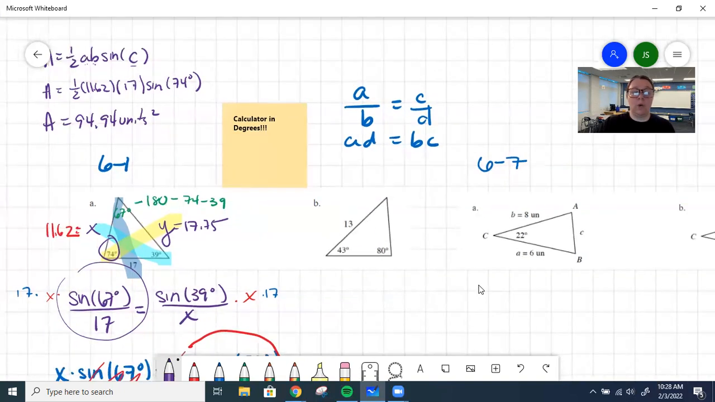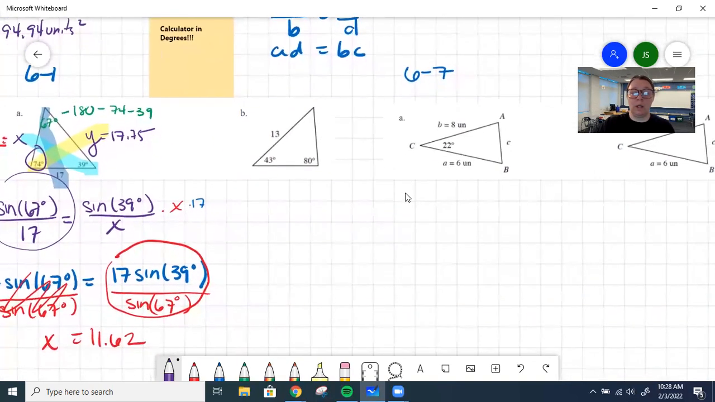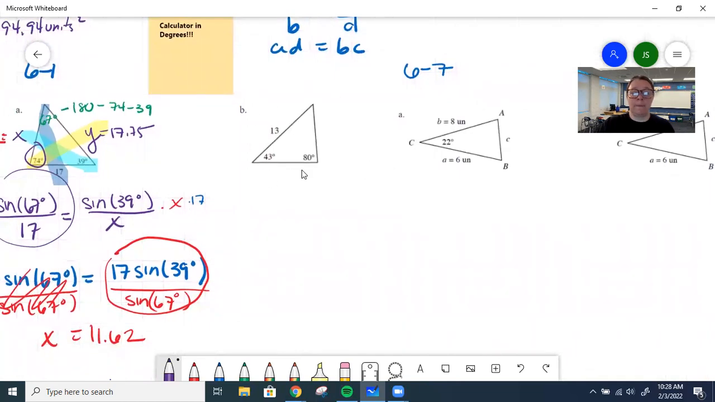All right, so this one works the exact same way. I would first start by figuring out this missing angle. So I would do 180, take away the 43 and the 80 and get 57. So this is 57. And then I look at that and say, do I have a pair where I know the angle and the side across? If I do, I'm going law of sines. If I don't, I'm going to do law of cosines. Again, I have a pair where I know the angle and the side across.